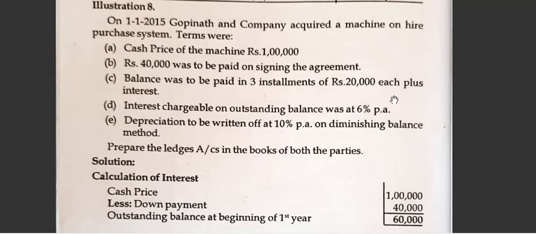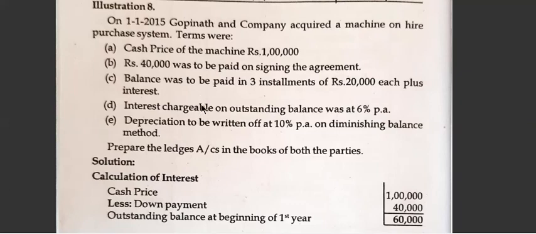So the installment amount will be paid. 20,000 into 3, how much does it become? 20 into 3, 60, isn't it? 60,000 plus 40,000, it is 1 lakh. Plus interest, it means interest is not included in the 20,000 rupees. So interest is chargeable on the outstanding balance. The interest rate given is 6%, and the depreciation rate given is 10%. Calculate the ledger accounts. Now before preparing the ledger account we have to calculate the interest.